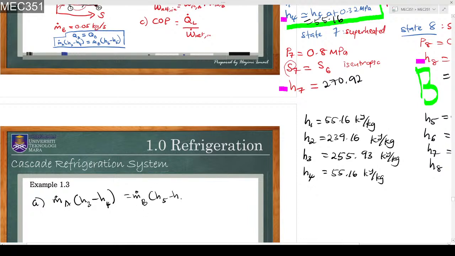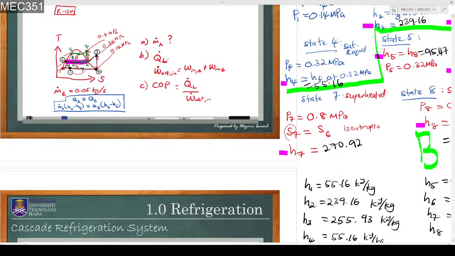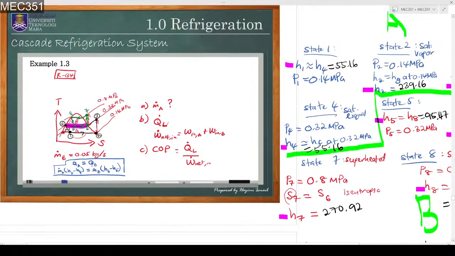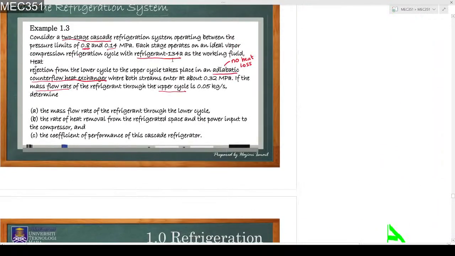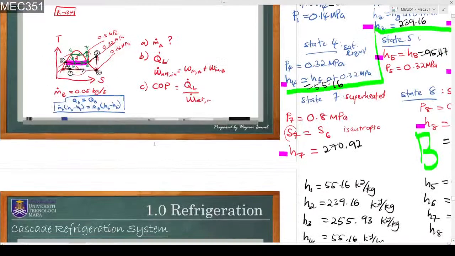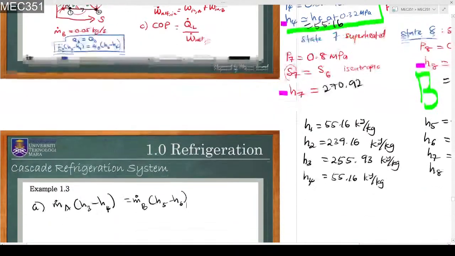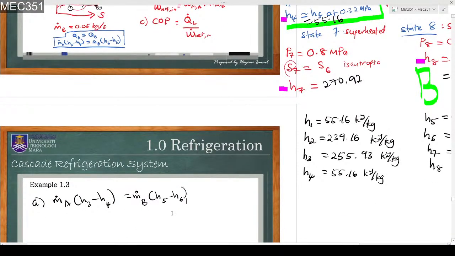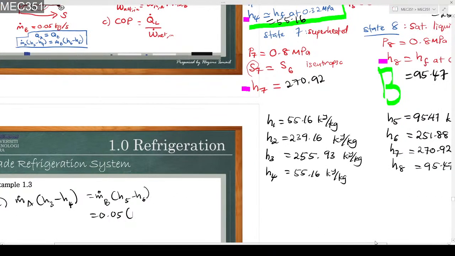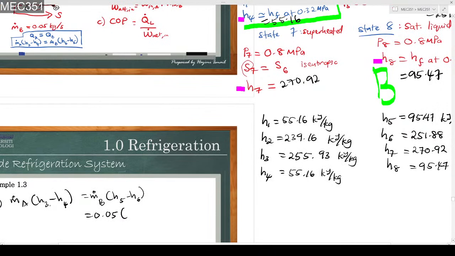H5 minus H6. Okay, tadi betul lah saya nak letakkan B ni ke upper cycle. Sebab soalan pun dah cakap yang upper cycle 0.05. So, saya namakan atas ni B. Jadi, yang ni lah nilai dia B. Kan 0.05. Okay. H5. Okay. 95.47.